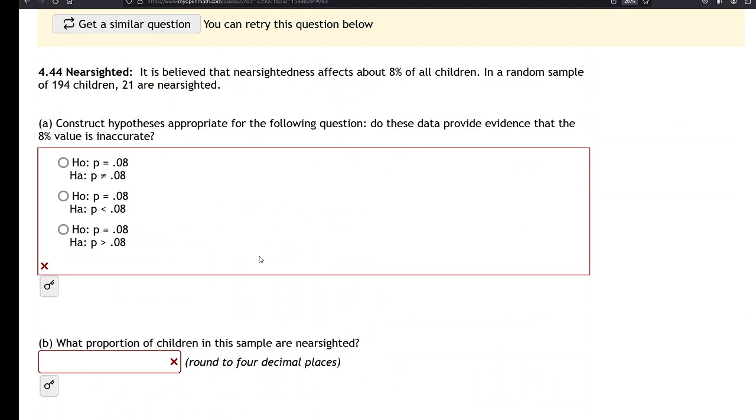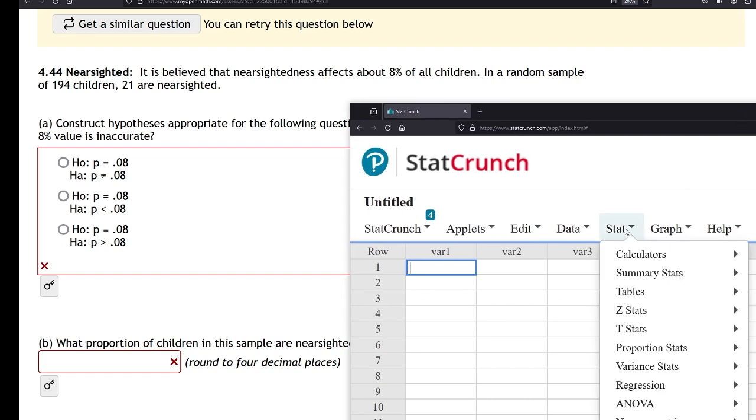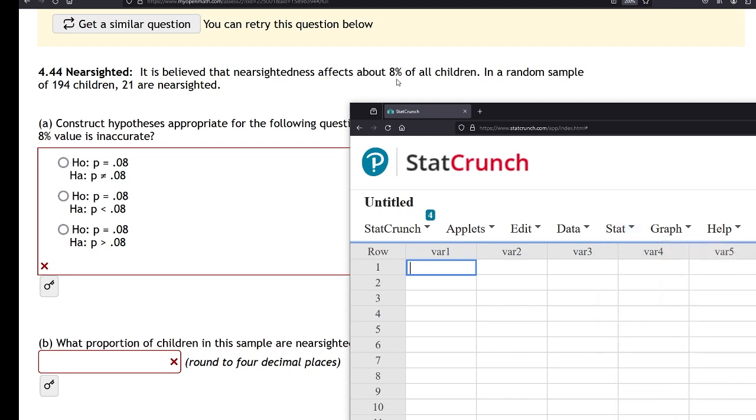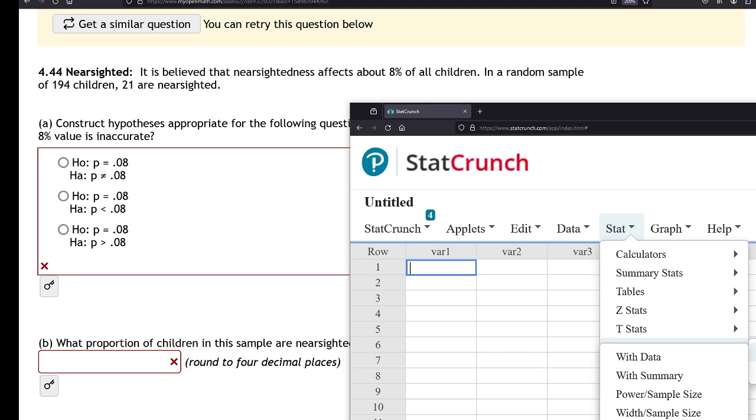Okay, so let's look at this problem. It is believed that nearsightedness affects about 8% of all children. In a random sample of 194 children, 21 are nearsighted. So let's pull in StatCrunch and see what we can do with that. So that's a proportion. We know because we're seeing P here in the answers, but in real life we wouldn't have those. But we would know we're doing a proportion because we're talking about some percent, in this case about 8% of all children. So we want to go grab our proportion stats, one sample with summary.